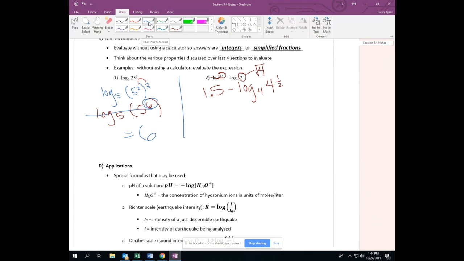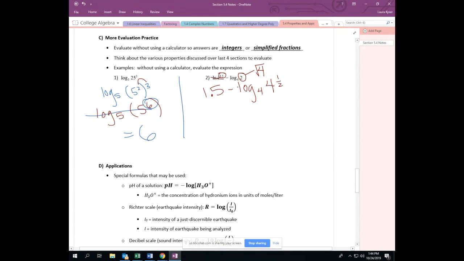And now it falls under that nice little rule where we can cancel the log, the base, and the base of the exponent, leaving me just with the power. So this looks like 1.5 minus 0.5, which is very easy math. 1.5 minus 0.5 is just 1.